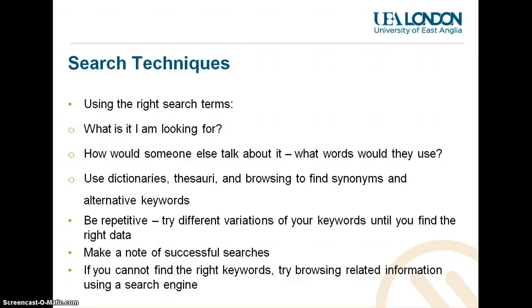You will probably find that you will have to try a variety of different searches, testing out different combinations of keywords. When you find a successful combination, make a note of it and try it out in other databases. And if you are struggling to find the right information, try browsing related web pages and online encyclopedias using a search engine like Google. When you become more familiar with a topic, it will be easier to select the correct keywords.